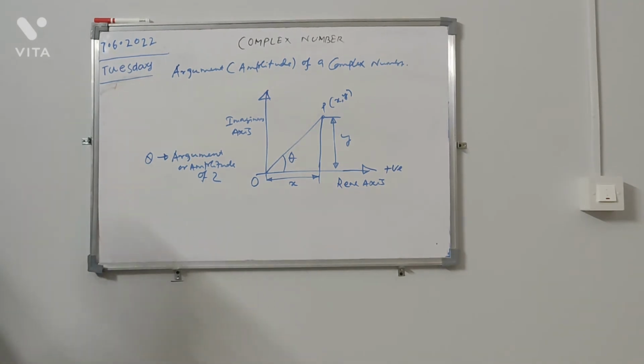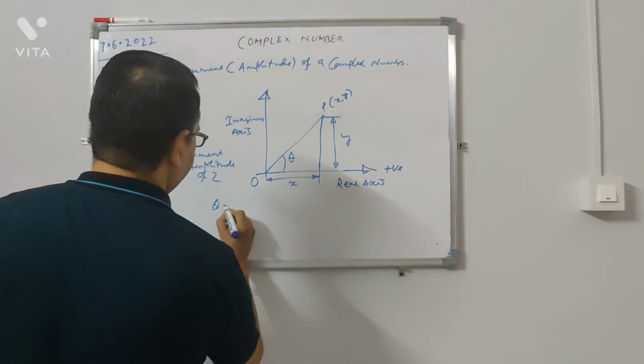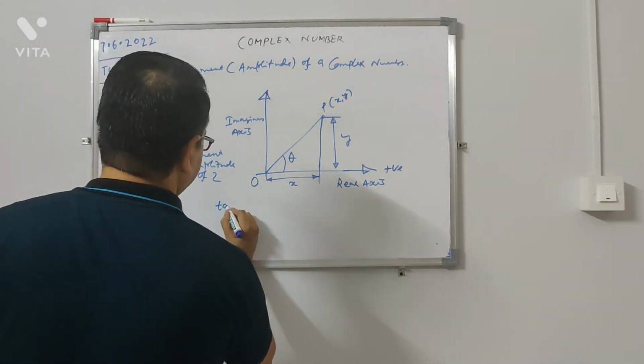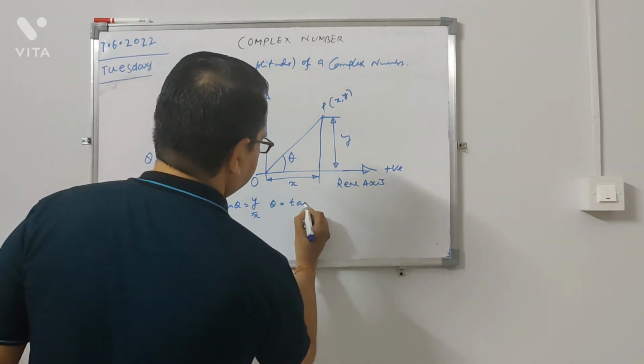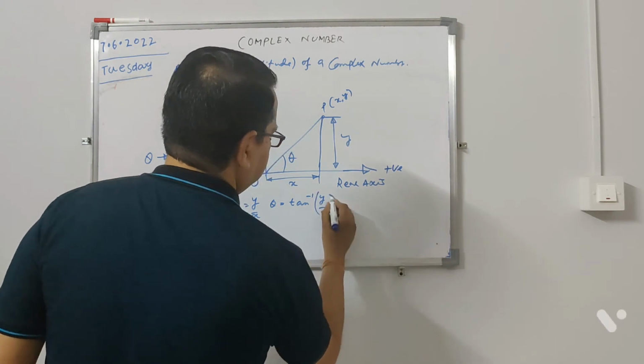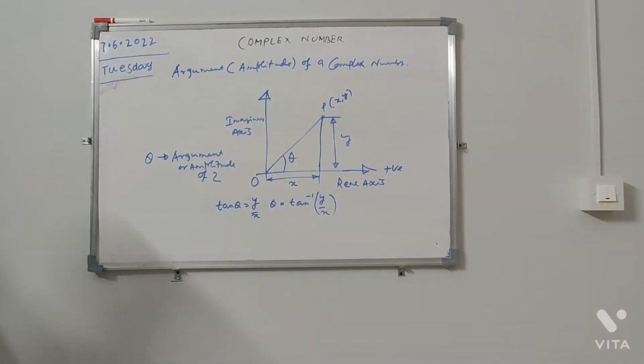So what is this theta? Tan theta is equal to y by x in this case, so theta is equal to tan inverse y by x. So this is the argument. Then the value of argument theta which satisfies the inequality that theta is between minus pi and plus pi is called the principal value of the argument. We'll discuss that.